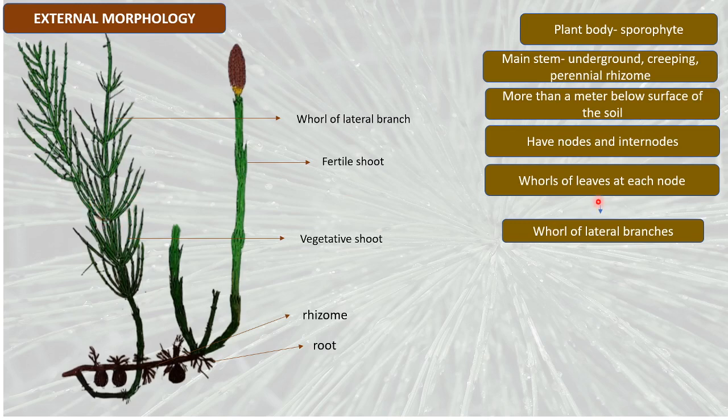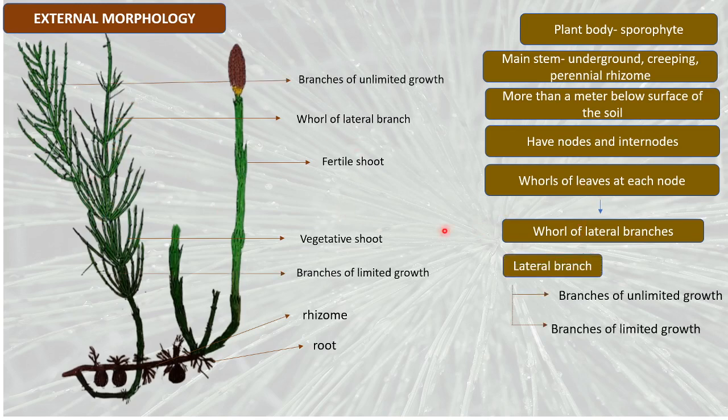So one thing that we can relate is that the whorls of leaves at each node correspond to the whorls of lateral branches. That means that depending upon the number of leaves, if there are 5 leaves then the branches would be 5, if there are 10 leaves then the branches would be 10. So we can say that the number of leaves and the number of lateral branches in a node is always equal. Both of these correspond with each other, right? So these are lateral branches.